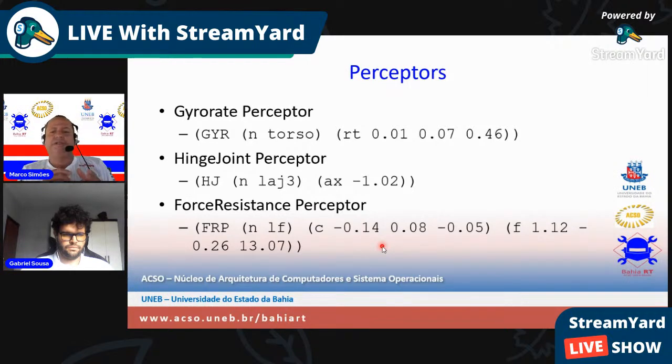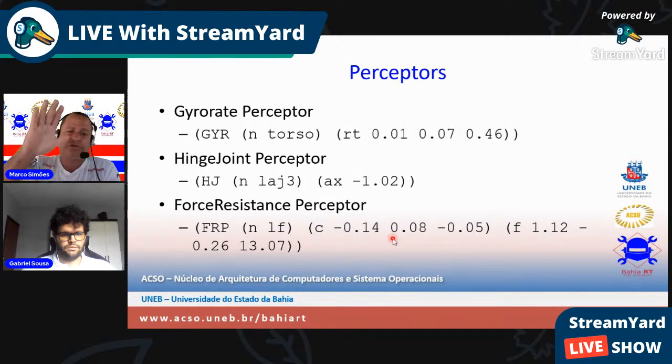It tells the agent that some kind of force is being applied to that part of the body. In this example, the left foot. The C with XYZ coordinates here represents the point where the force is being applied in the foot. In fact, it's not the point where the force is being applied, but the average of all contact points that are receiving force in that moment.